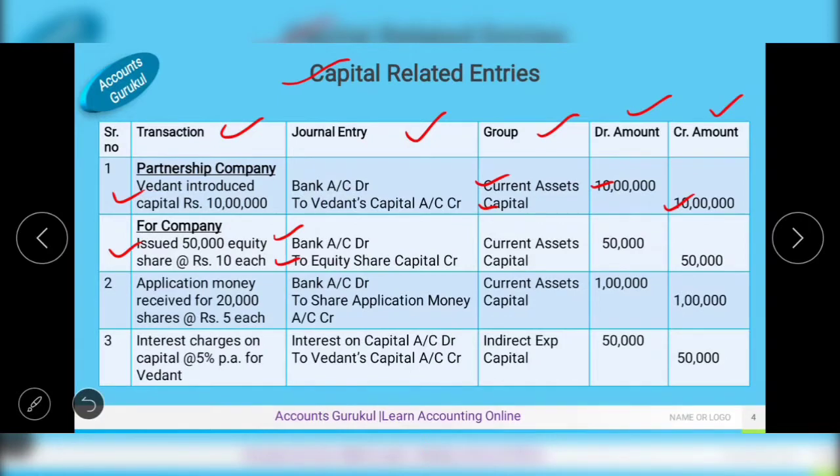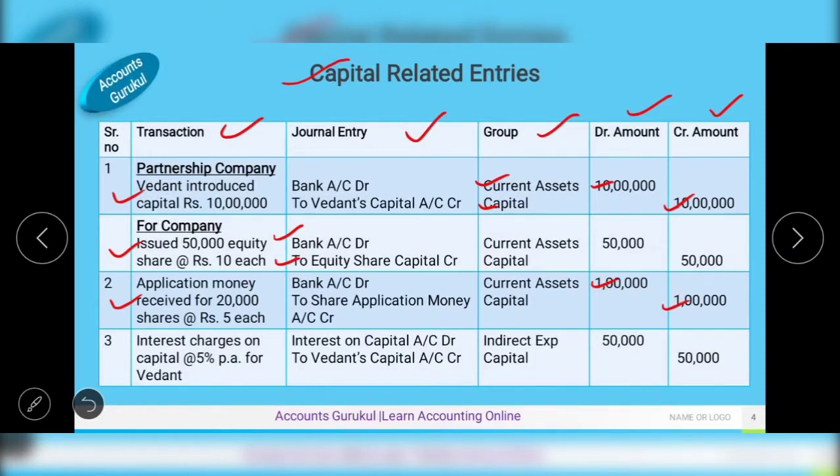Now the next, application money received for 20,000 shares at the rate 5 each. So 20,000 shares ke against mein 5 rupees each application money received ho gaya. Then jo bank account debit to share application money, kyunki that share is not yet allotted, because of that reason the bank account debit to share application money account credit. And the group is current assets for the bank and the application money is a capital account. And the total debit amount is 1 lakh and the credit amount is 1 lakh.